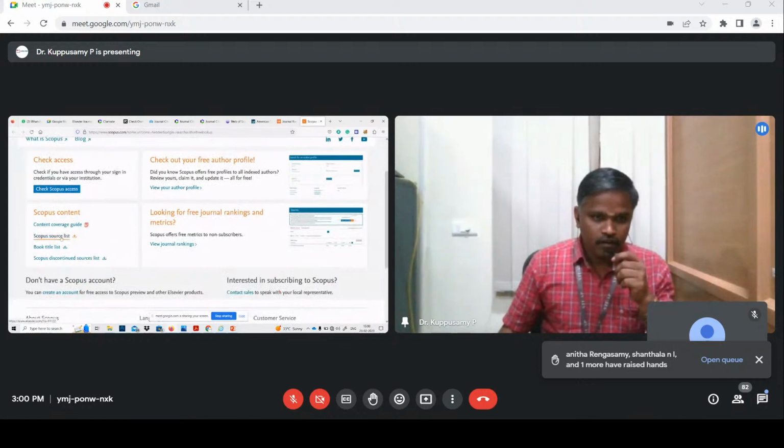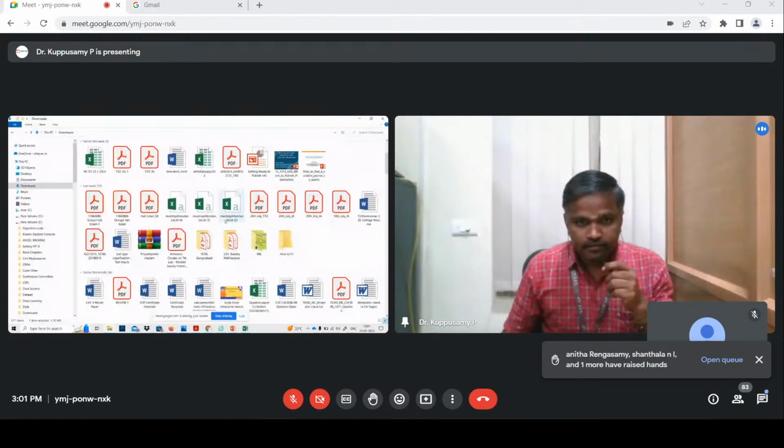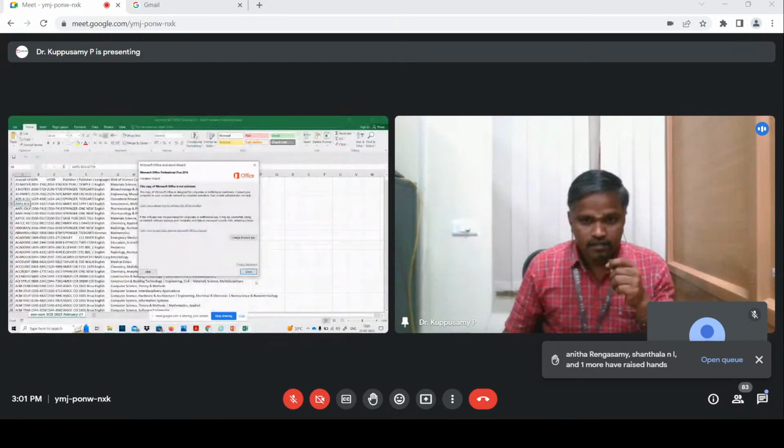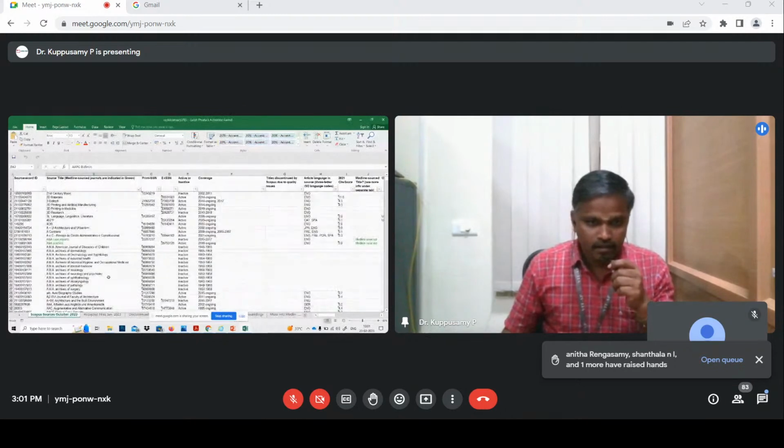You look at that. You can download the Scopus source list from here. Journals which are indexed will be available here. So here like this you will get the list. This is a SCI list. I will show you the Scopus list I have downloaded. This is the list. So they may highlight that some of the journals are removed.